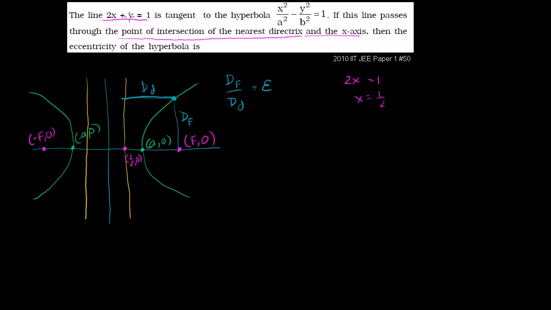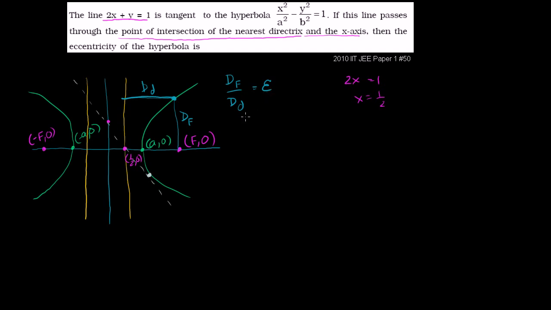Actually, we can draw the rest of this line right here. Its y-intercept: when x is equal to 0, y is going to be equal to 1. So that is the y-intercept. And the line will look something like this, and it will be tangent to the hyperbola.